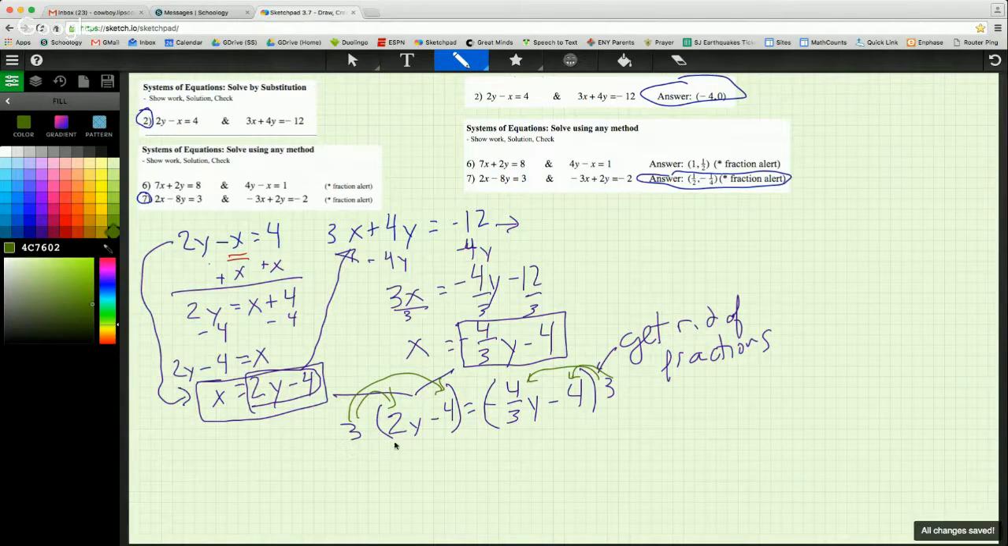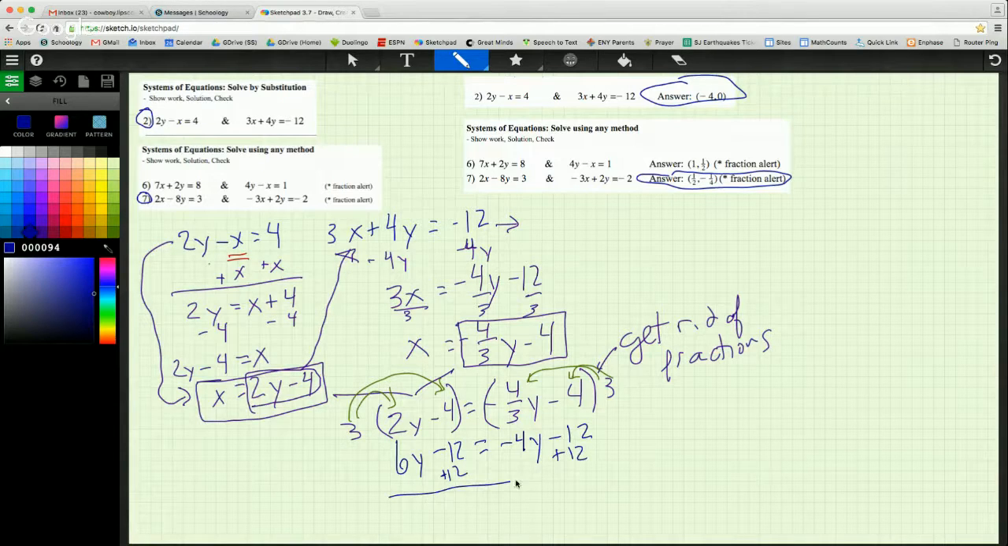So on the left side, we get 6y minus 12 equals negative 4y minus 12. Oh, this is going to work out really nice. Really nice. So we can add 12 to both sides, and we get 6y equals negative 4y. Wow, this is looking funky. How could that be? 6y equals negative 4y, but let's add 4y to both sides.